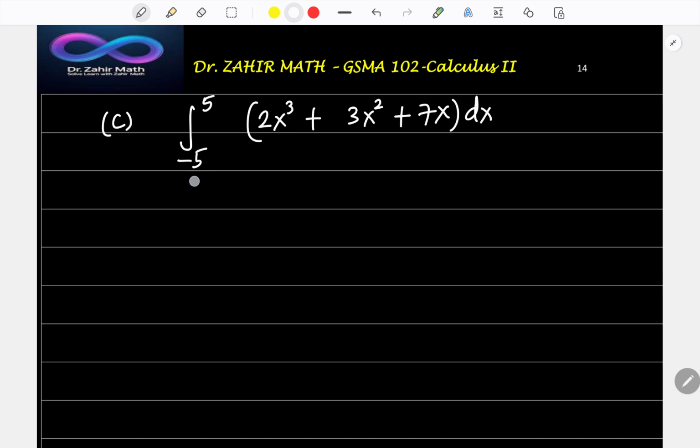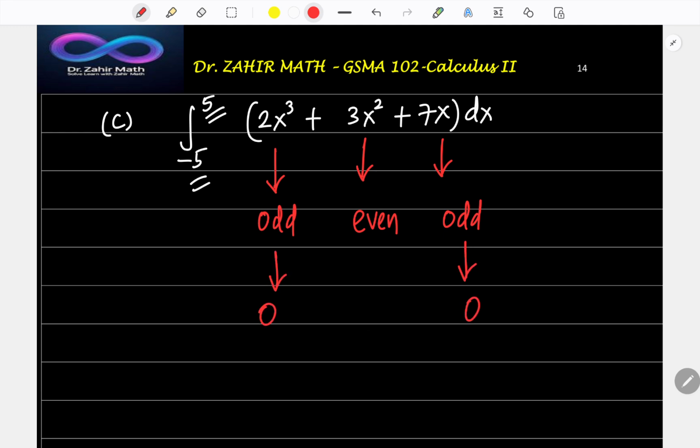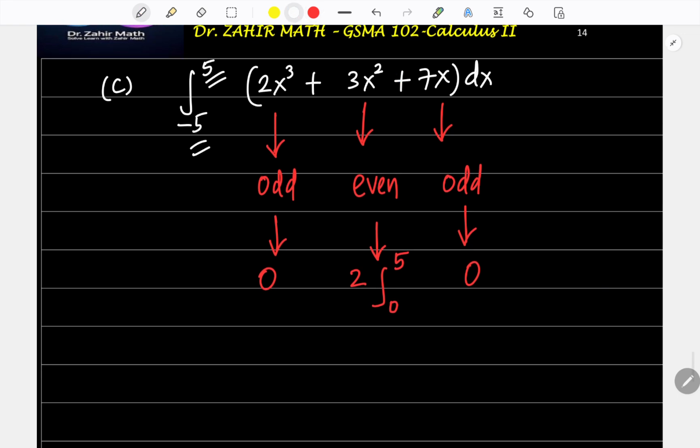Same number with plus and with minus. What function is this one? X power 3? Odd function. What function is this one? Even function. What function is this one? Odd function. Odd function means immediately you can write 0. Even function means what? Twice times the integral from 0 to 5. Let's start now. So this is 0, this is 0.